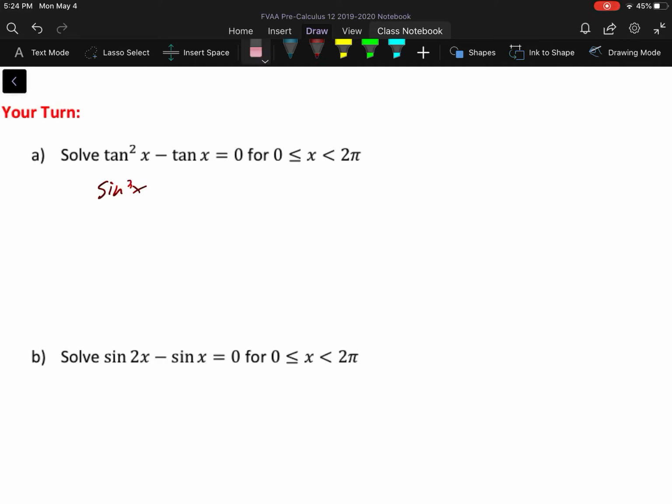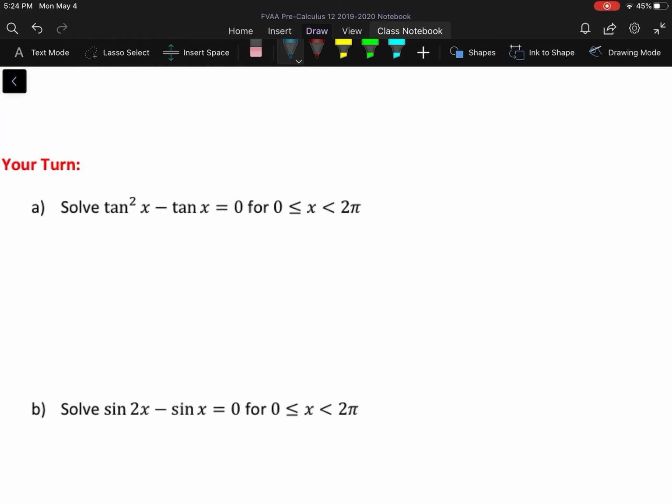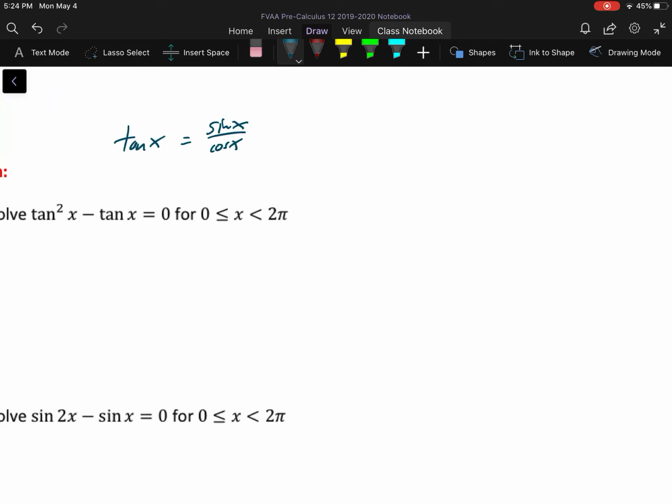Actually, no, I don't have to do that. I can solve for tan in these equations as well. However, you do have to realize that tan x is equal to sine x over cos x. And so you do have some undefined values here, non-permissible values, where cos x cannot equal 0. And we're in radians here.